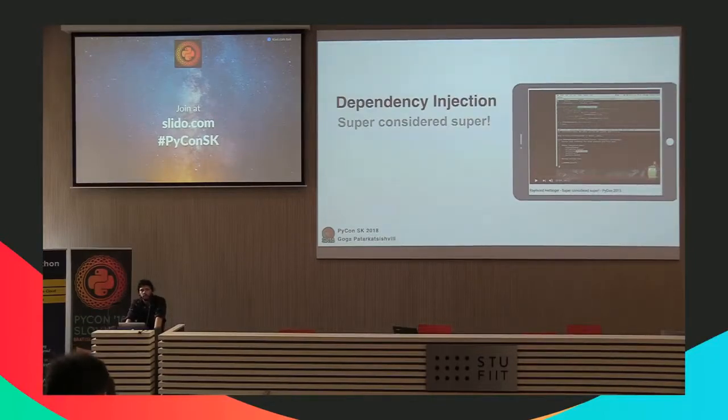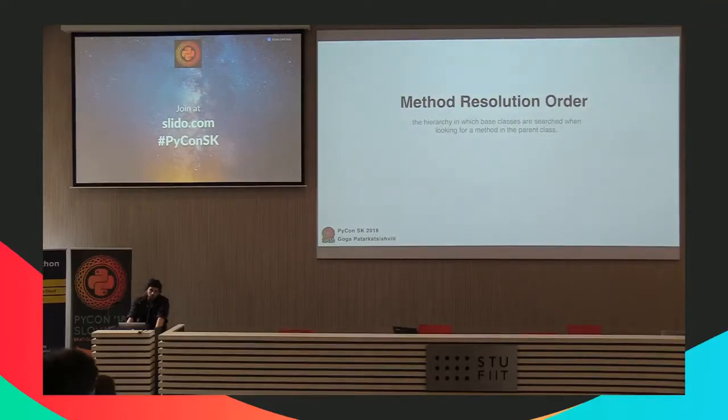But before we start on how to connect objects with each other, we must have a deep understanding of how method resolution order works with old and new style classes in Python. Okay, so as we know, Python supports multiple inheritance, which means that in Python we can create a class which can inherit features and attributes from multiple classes. And there also exists method resolution order, also known as MRO. What is MRO? MRO is just the hierarchy in which base classes are searched when we are looking for a method in the parent classes.